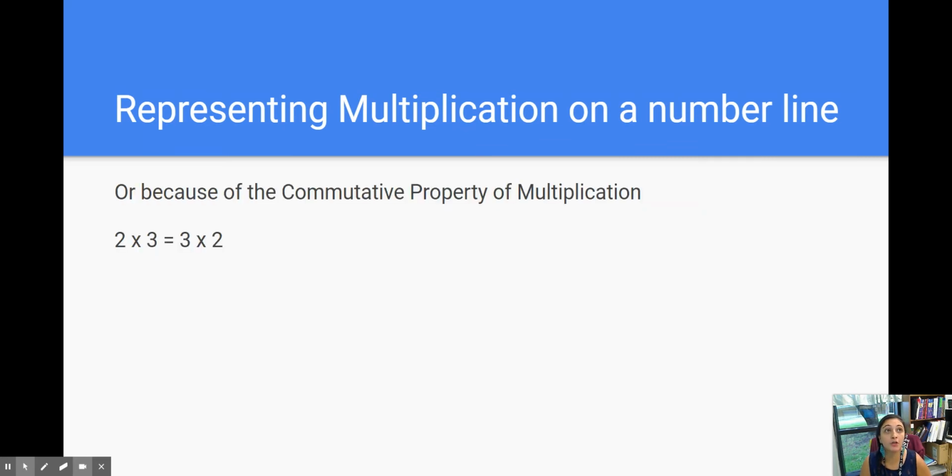So there is a property called the commutative property, and it's kind of like a known rule that you already just know. 2 times 3 is the same thing as 3 times 2. Whether you have 2 groups of 3 or 3 groups of 2, you'll still end up with a product of 6.